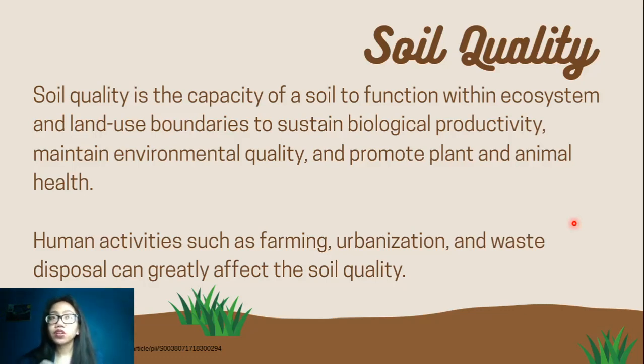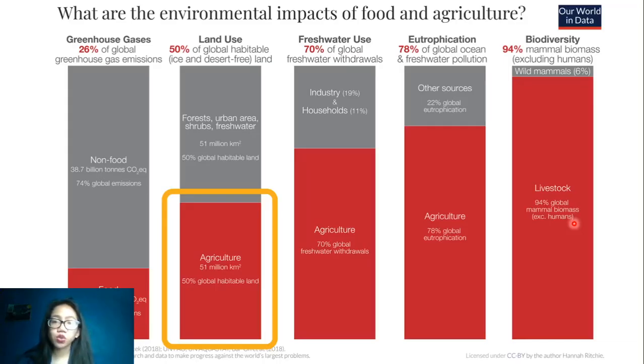So in order for a soil to be classified as quality soil, it must be able to support our agricultural needs. So there are certain human activities that might deplete the soil quality. So bad practices with farming, urbanization, and waste disposal can greatly affect the soil quality. So why do we care about the soil so much?